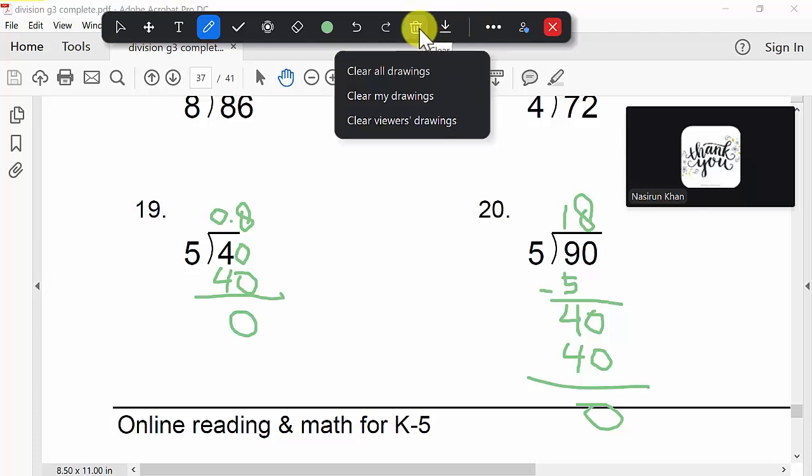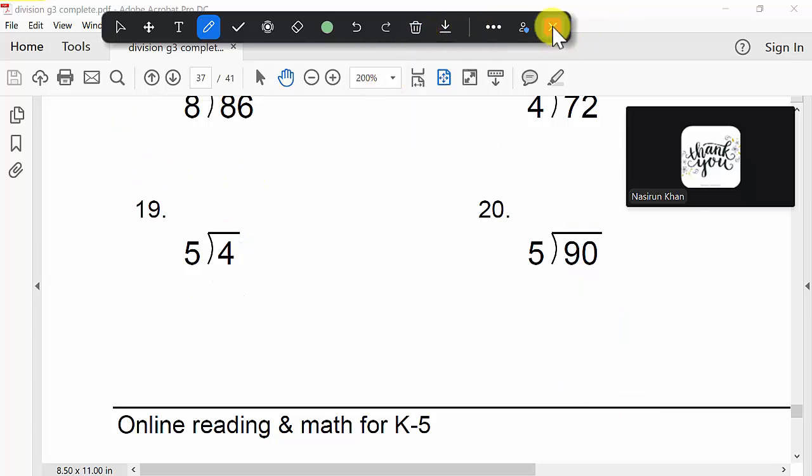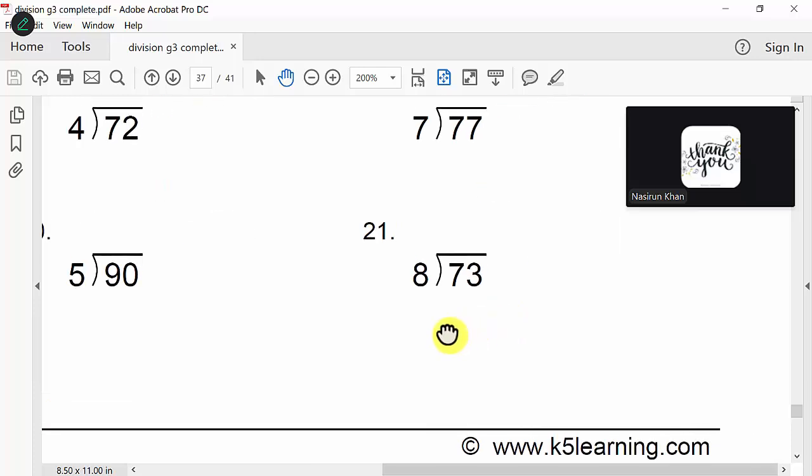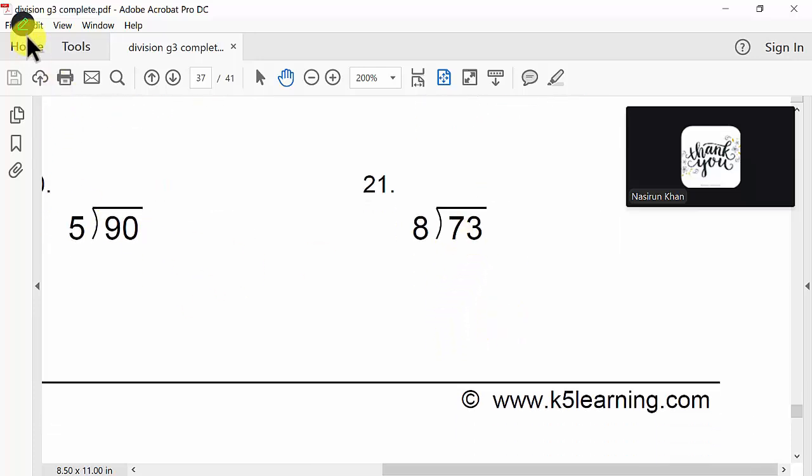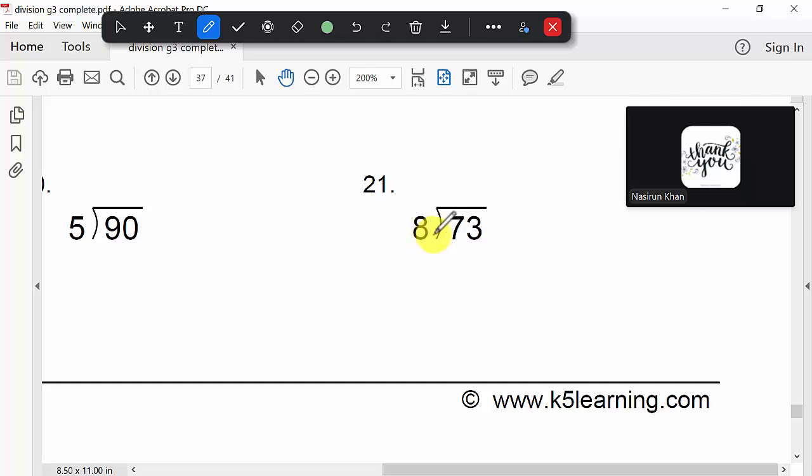Erase this first. Now the last number, 73 divided by 8. 7 divided by 8 cannot, so we use both digits. 73 divided by 8. 8 times 8 is 64. 8 times 9 is 72, so the answer is 9. 9 times 8 is 72. And then we subtract, the answer is 1, so this one is the remainder. 9, remainder 1. Or you can also write 9 and 1 per 8.